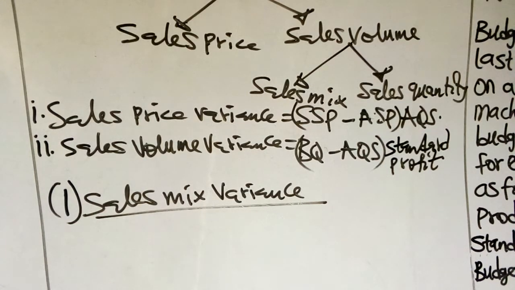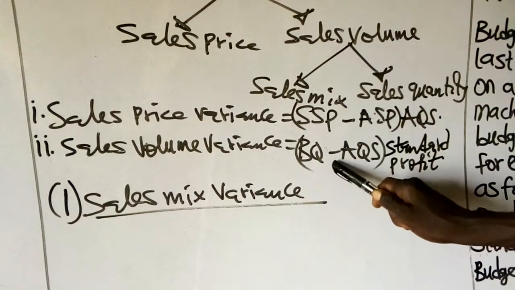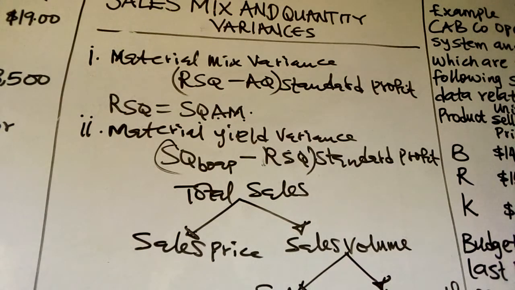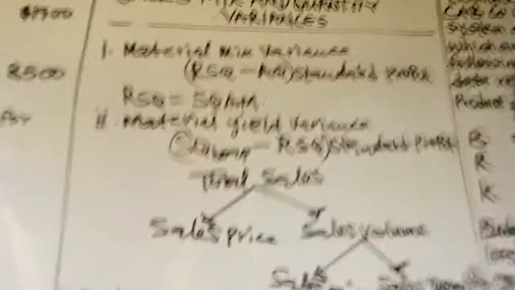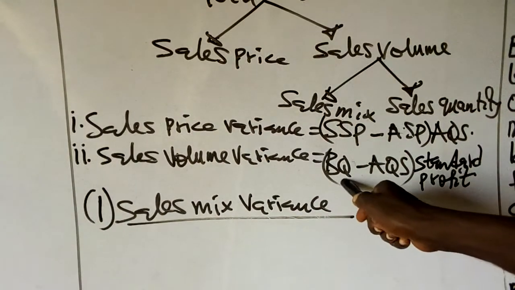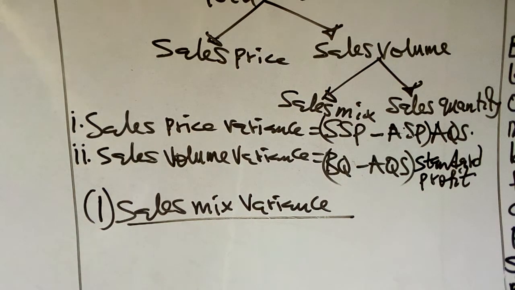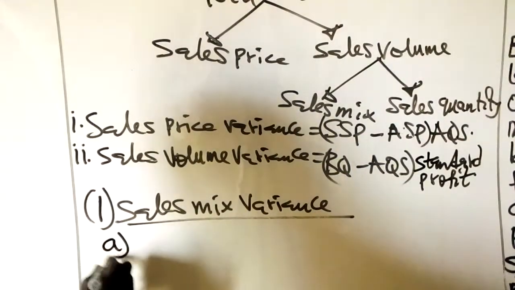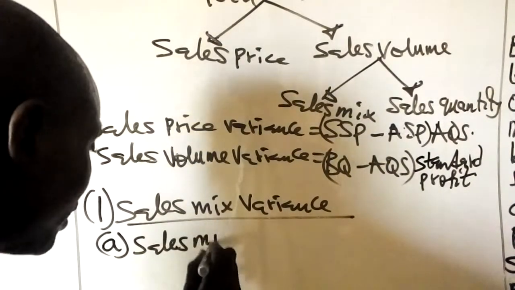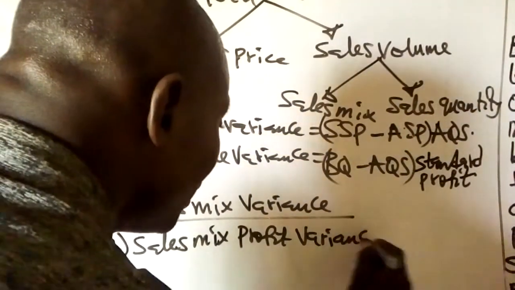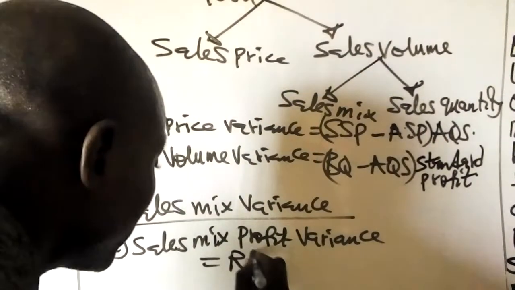Remember, sales volume variance is budgeted quantity minus actual quantity sold. When we examined material mix variance, we said it uses the revised standard quantity, and the sales volume variance is now using budgeted quantity. That means the formula will now become the revised budgeted quantity. So now I want to compute the sales mix profit variance. The formula will now become the revised budgeted quantity.